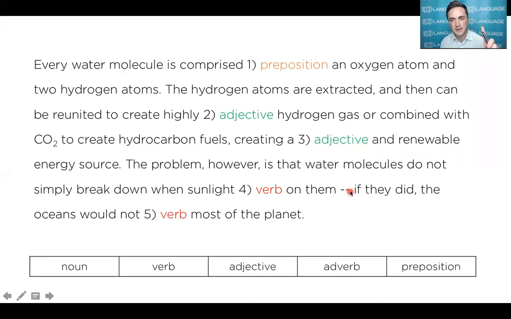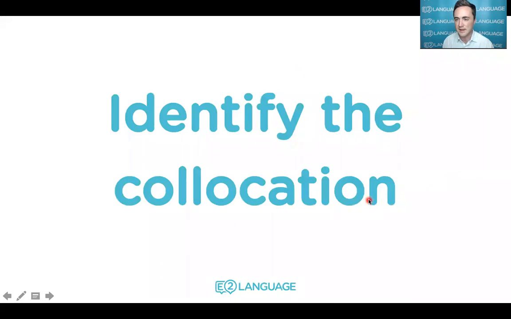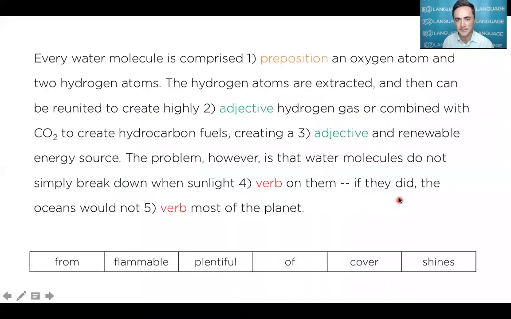The first step in reading fill in the blanks is to identify whether you're missing a preposition or an adjective or a verb, for example. So we've done that. That's the first step. Let's do the second step and identify the collocation now.